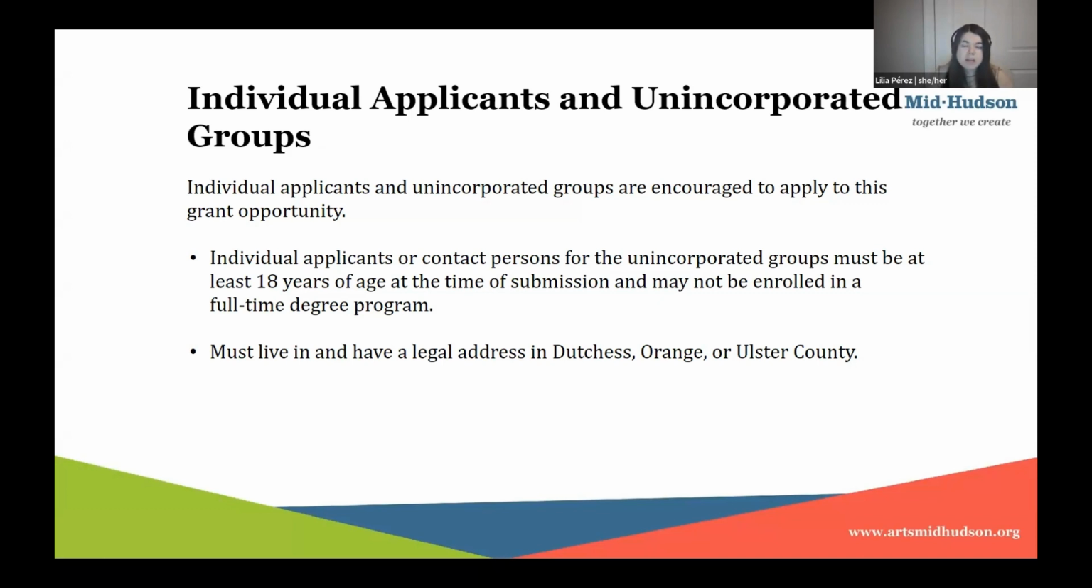If it's an unincorporated group, you'll see on the application that it's going to ask you to identify a key person, a contact key person. They are truly serving as the legal applicant because we have to be able to make the check out to somebody. So it will be in care of that individual for that unincorporated group. If you have questions about this, just reach out to us. But then that person would have to meet these requirements.